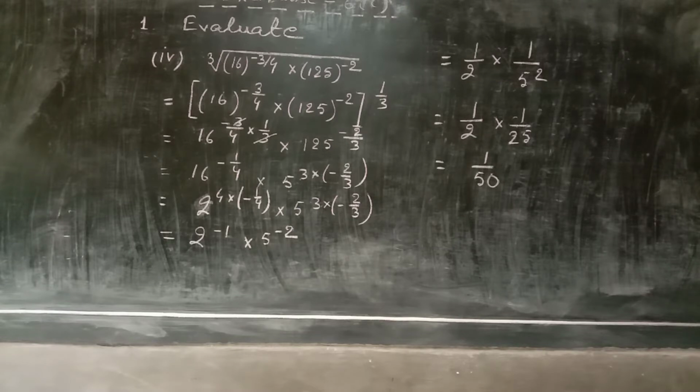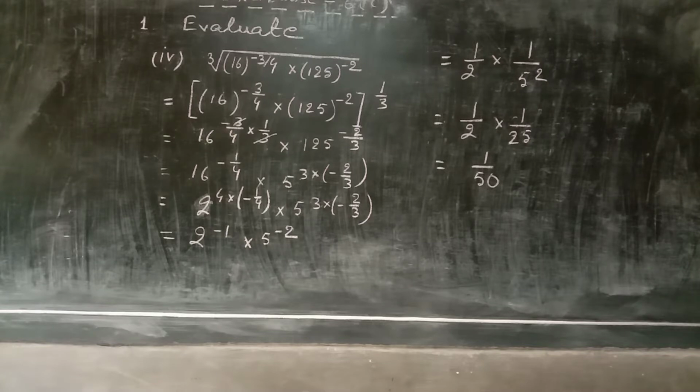We are solving in class the chapter Indices, chapter number 6, exercise A and B. Those two were easy, so I skipped them. I came to exercise 6C. In question number 1, evaluate. Question number 1, Roman number 4: cube root of 16 to the power minus 3 by 4 into 125 to the power minus 2. That is asked to evaluate.